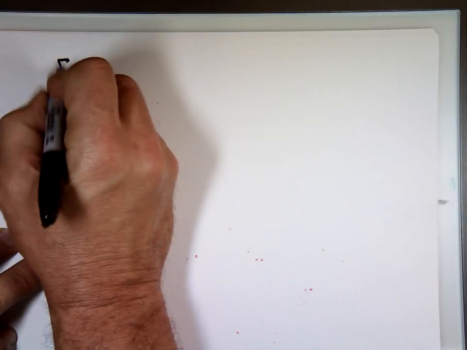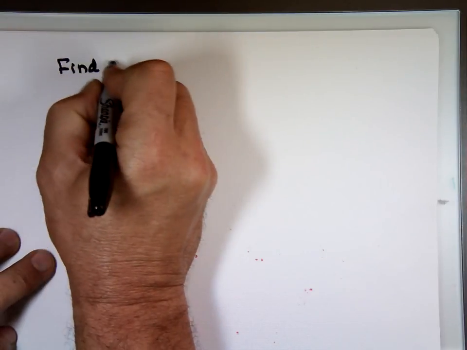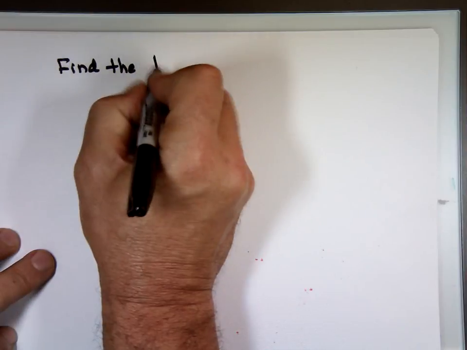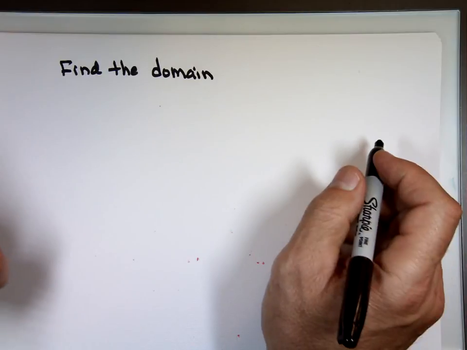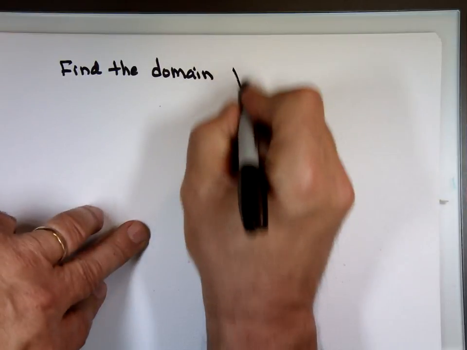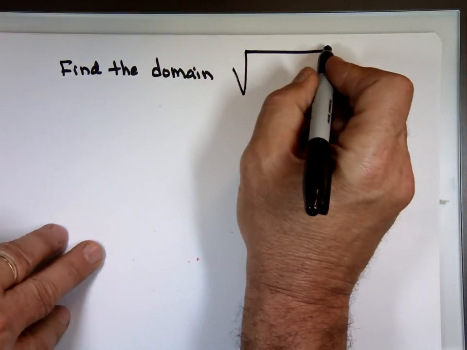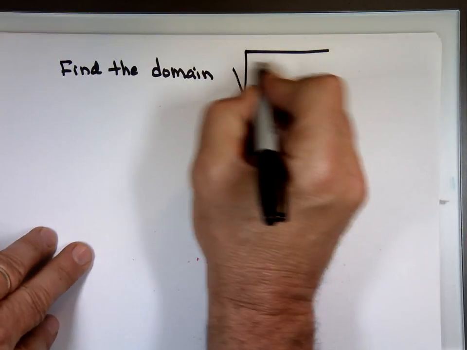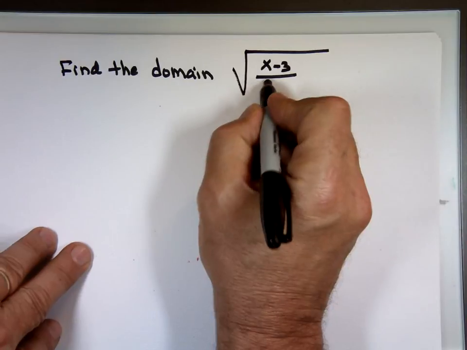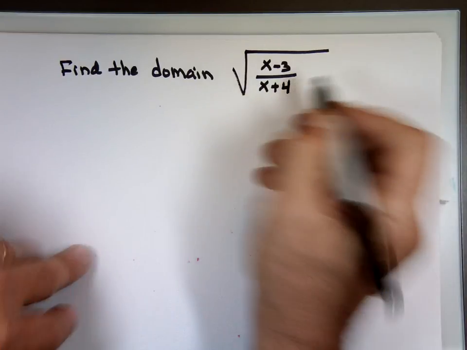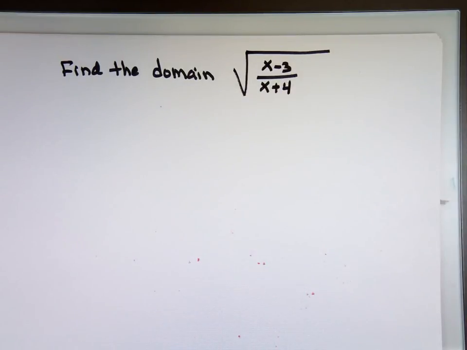And where do you see this? I might ask a question, find the domain. Remember the domain? The range. The domain and the range. The domain are the x values. What can you use for x values? Find the domain. Well, the domain is what can we use for x values?